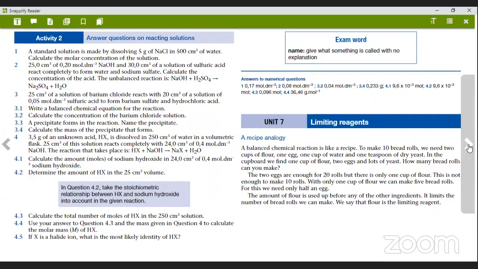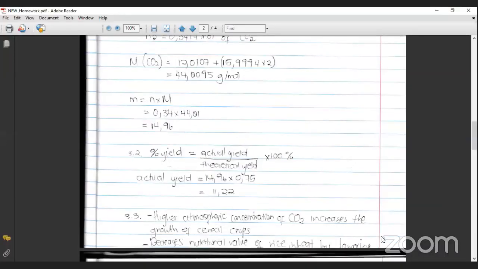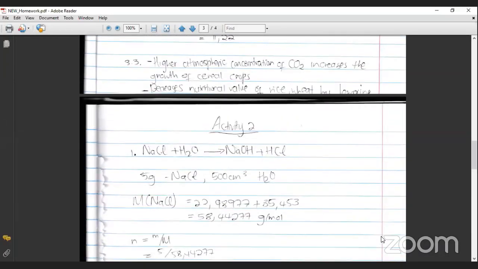Okay, number 1 says: a standard solution is made by dissolving 5 gram of NaCl in 500 cm cubed of water. Calculate the molar concentration of the solution. Okay, let's go and check it out. Okay, activity 2, here it is.